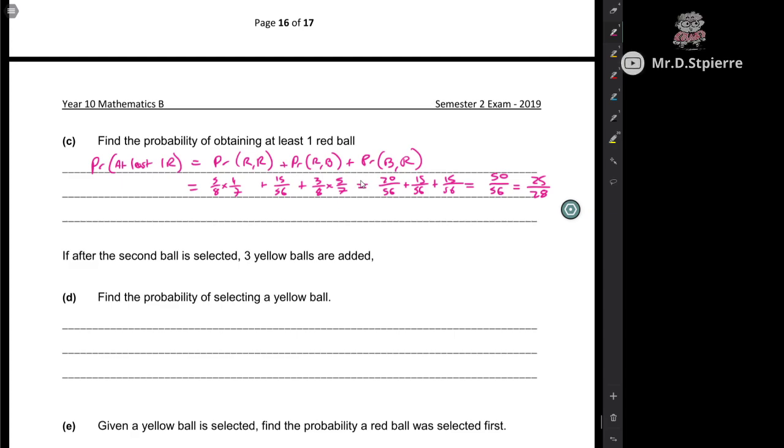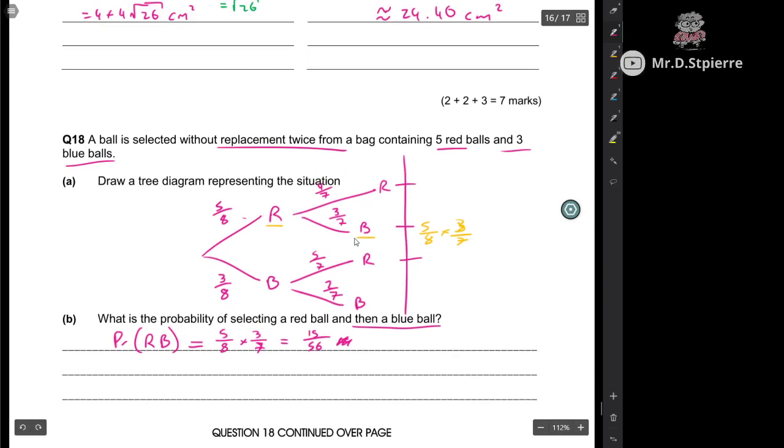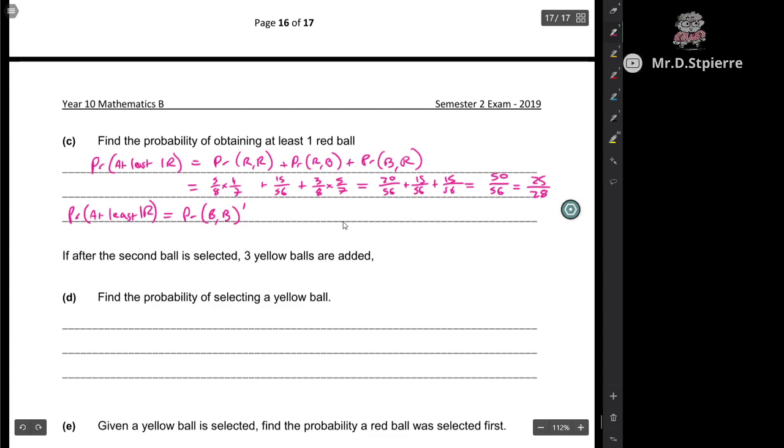The other way we could figure this out, the probability of at least one red: the only way we don't get one red is the probability of not blue. Okay, we just can't get blue because every other combination has at least one red on it. So not getting blue is the same as 1 take away the probability of getting blue.